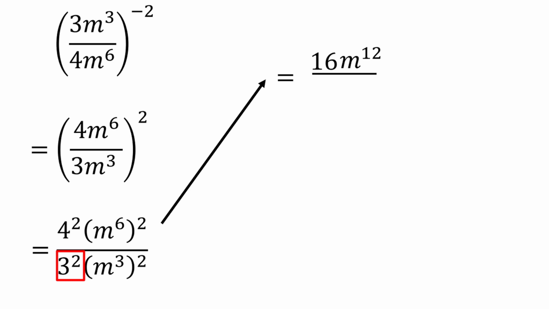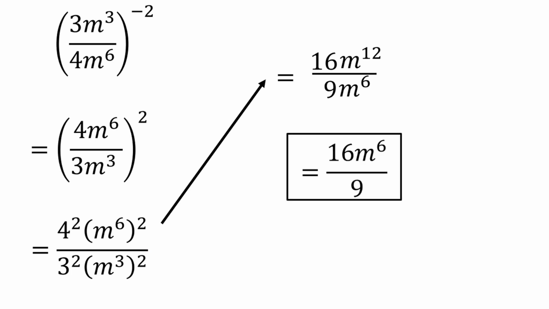3 squared simplifies to 9, and m to the 3rd power squared simplifies to m to the 6th power. We can subtract our powers on m to get 16m to the 6th power divided by 9, which is our final simplified expression. Let's try this one.